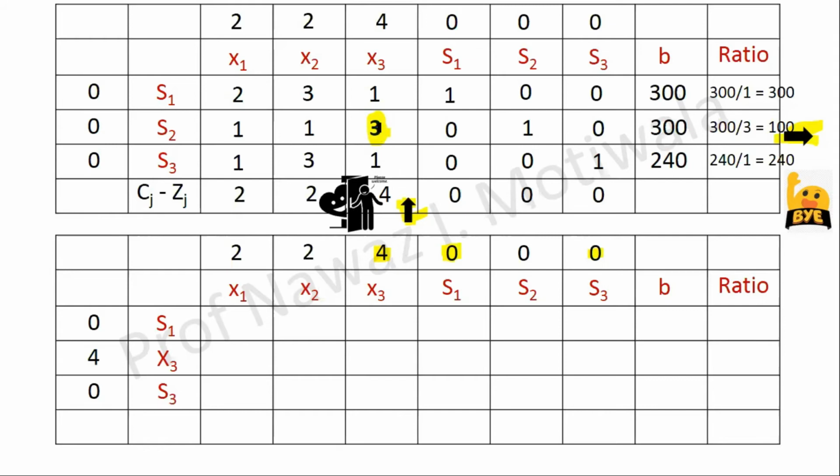Next step is to make the key element 1. The simplest way to do that is to divide by the same number. So I will divide this entire second row by 3, and I will get the answers as 1 by 3, 1 by 3, 1, 0, 1 by 3, 0, and 100.